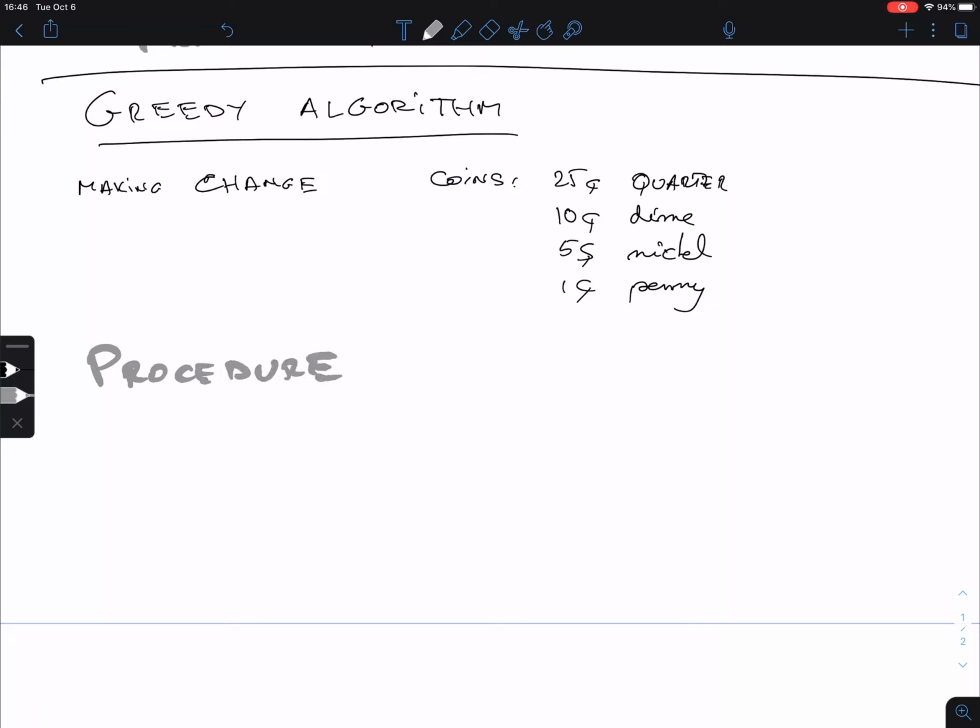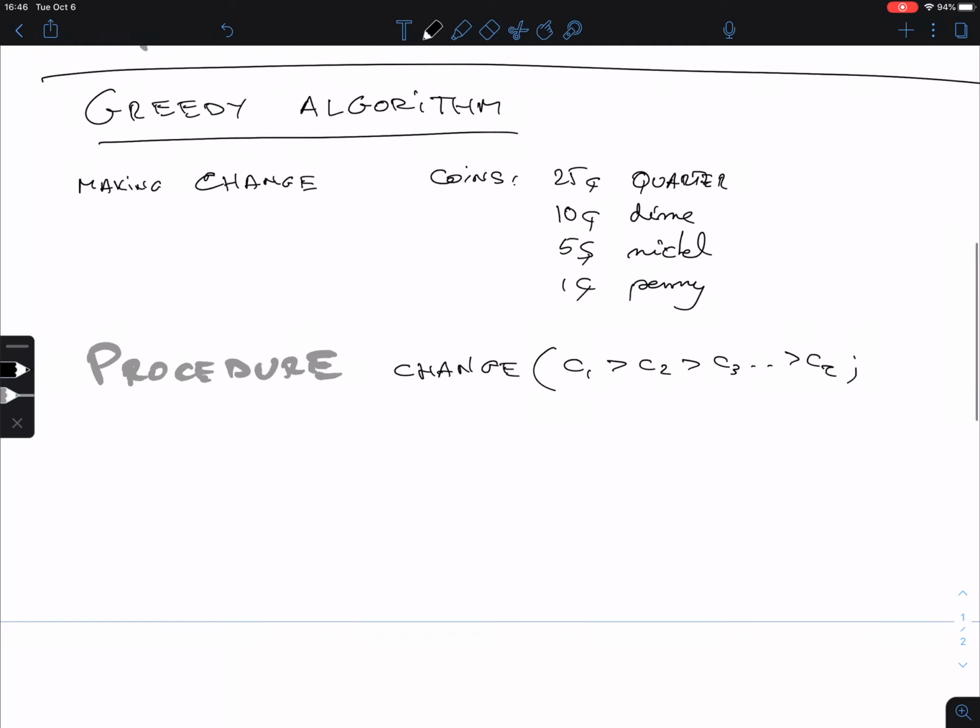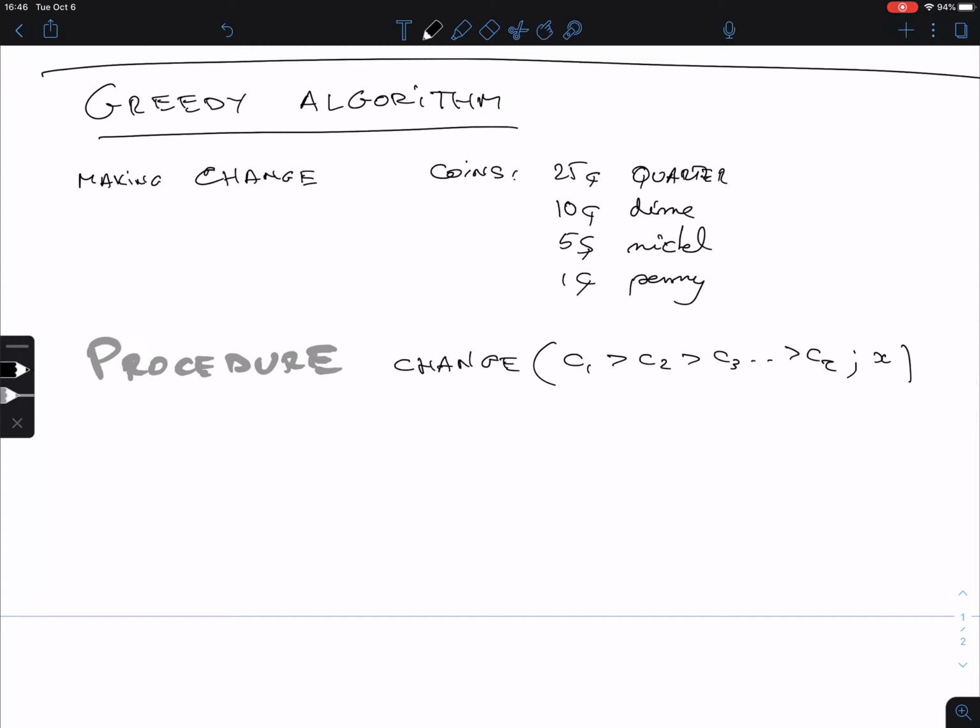I'm following the book, it's called change. And what it has is denominations C1, C2, C3, up to, they say CR here. So these are the denominations of the coins. These are certain amounts. And then X is the amount that I want to make. Or they call it N here, but I'm going to call it X. So let's call these the values of the coins.